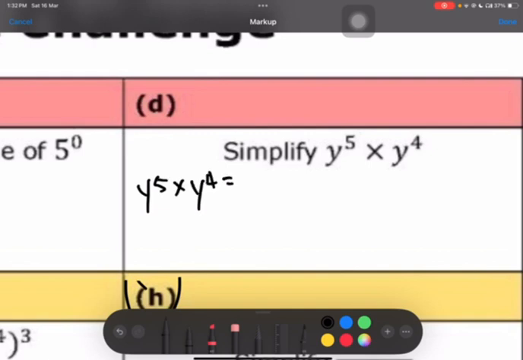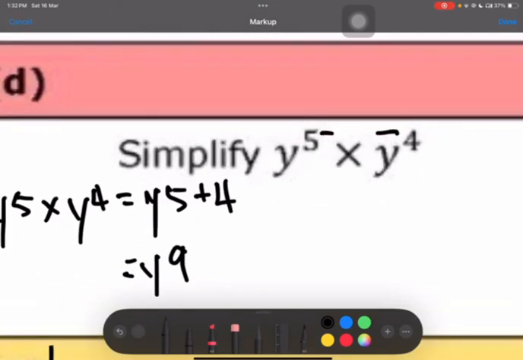Okay, and then you will have to add it and get y to the power of 9. For multiplications like this, it's very simple, you just have to add the powers up. And we get the sum of them, and that's the answer.